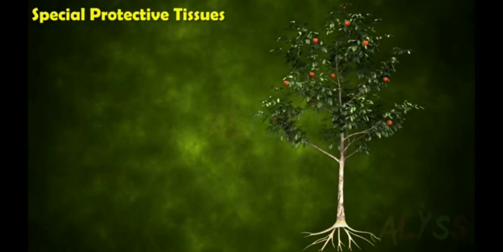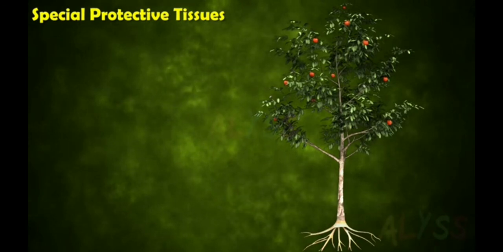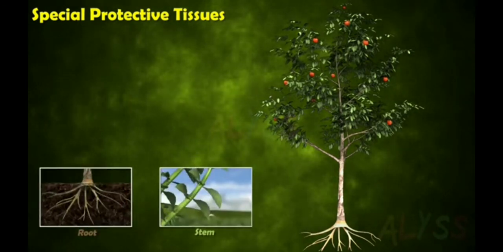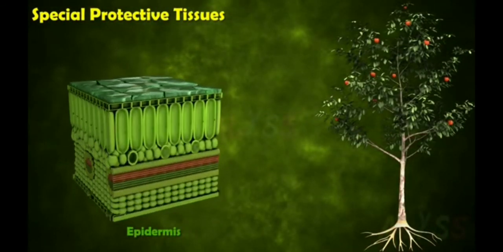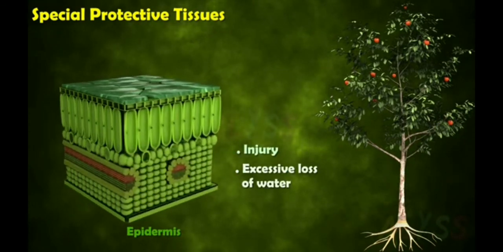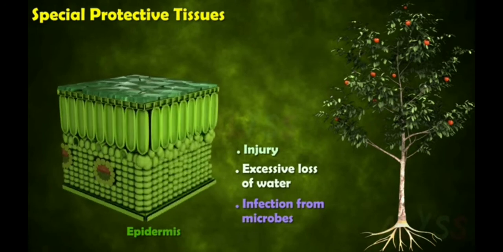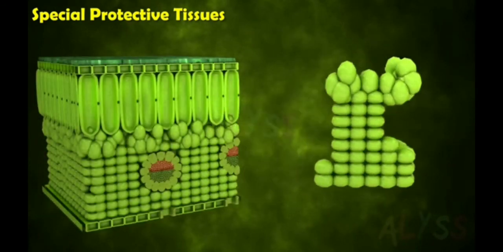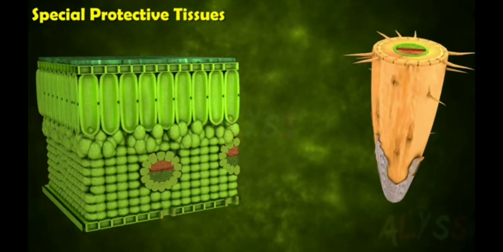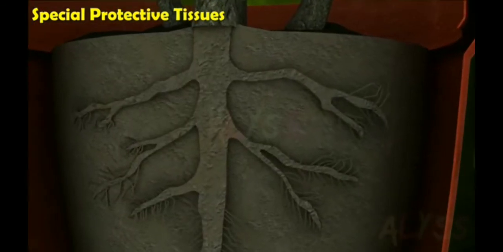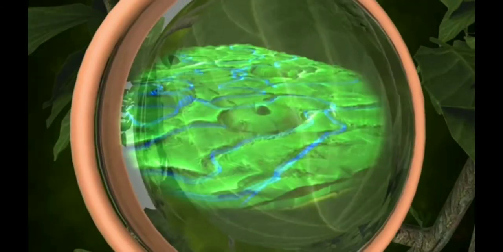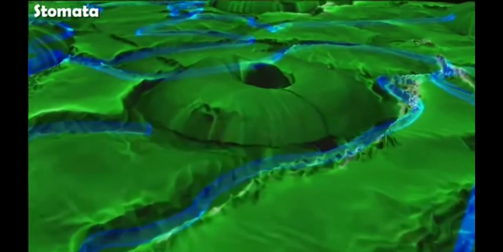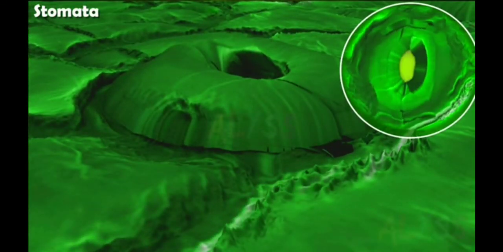There are special protective tissues also present in plants, that is, the outer covering of the roots, stems and leaves, which is called epidermis. Epidermis protects the inner parts from injury, excessive loss of water, and infection from microbes. Some epidermal cells get modified into root hairs in the roots to absorb water and minerals. Root hairs are so tiny that they are able to reach between the soil particles. In leaves, the lower epidermis has openings called stomata for exchange of gases and transpiration.